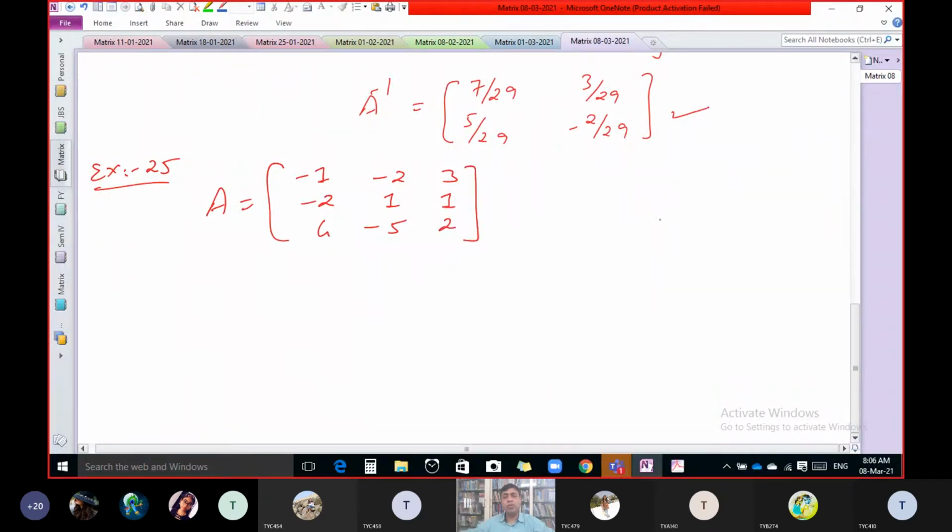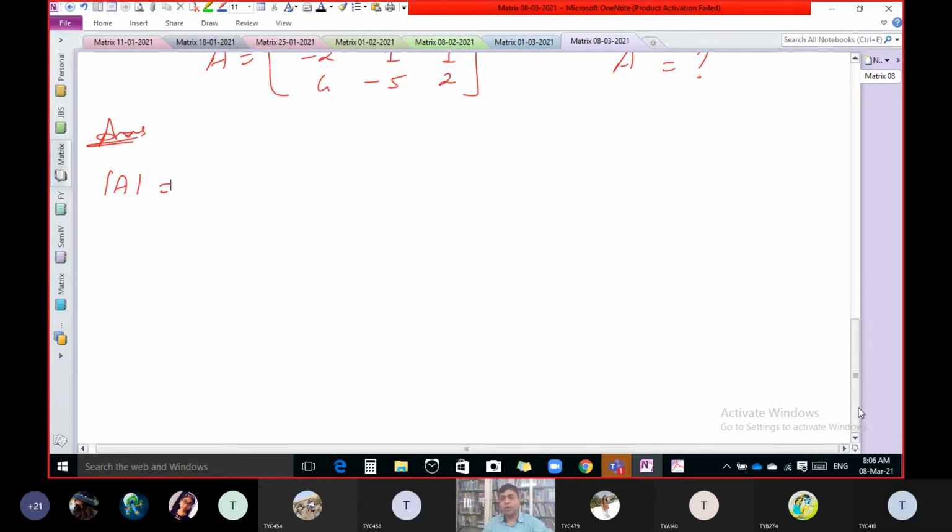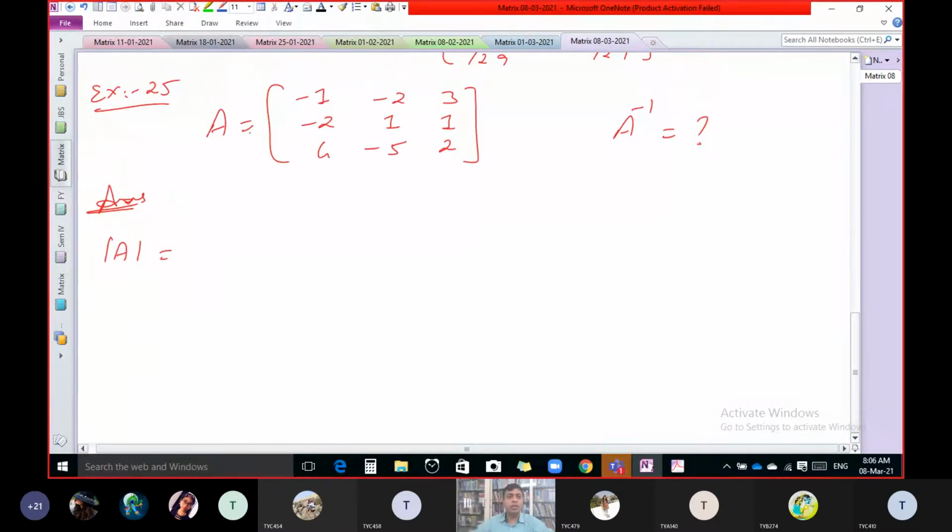Okay, and we have to find out A inverse. So the first step, find out determinant of A. For a 3 by 3 matrix, how to find out determinant?